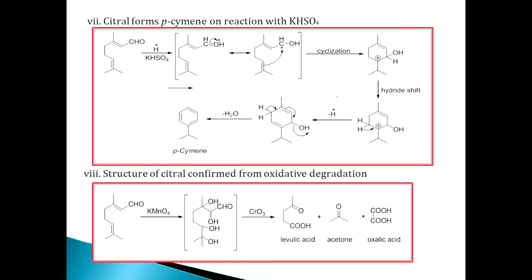Next, citral forms paracymene on reaction with potassium hydrogen sulfate. The position of the methyl and isopropyl groups is confirmed when citral is heated with potassium hydrogen sulfate, from the paracymene formation.